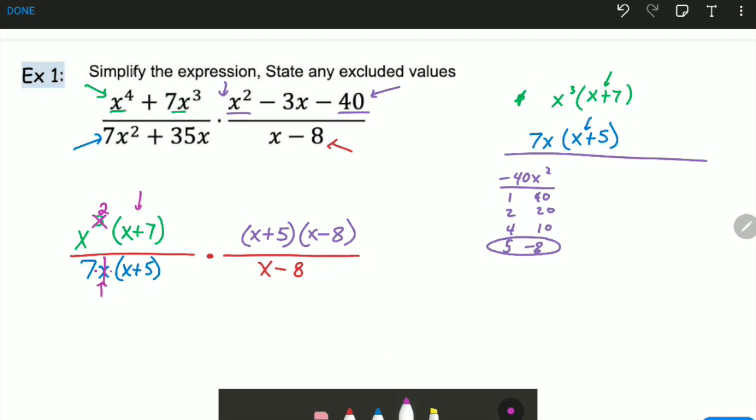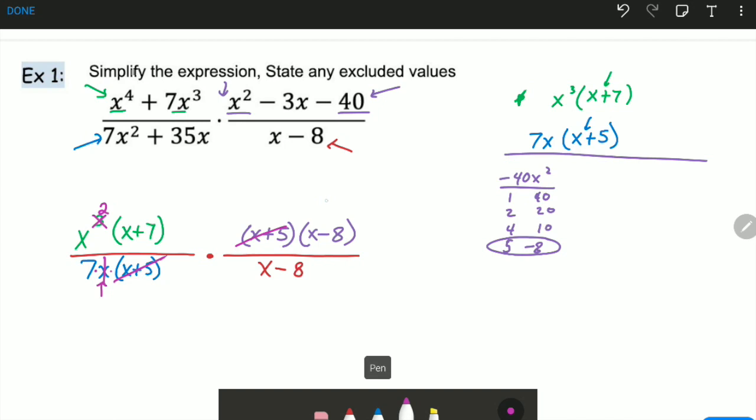Now we're going to look at x plus 7s. Do we have any x plus 7s in the bottom? I have the 7, but that's not the same thing as an x plus 7. And there's no x plus 7s over on the other fraction either. So no x plus 7s that we can reduce here. Moving on, x plus 5. Well, there's an x plus 5 in the bottom of the first fraction. So long as it's on the top and bottom and only connected by multiplication, we are good to cancel. So we can cancel out these x plus 5s.